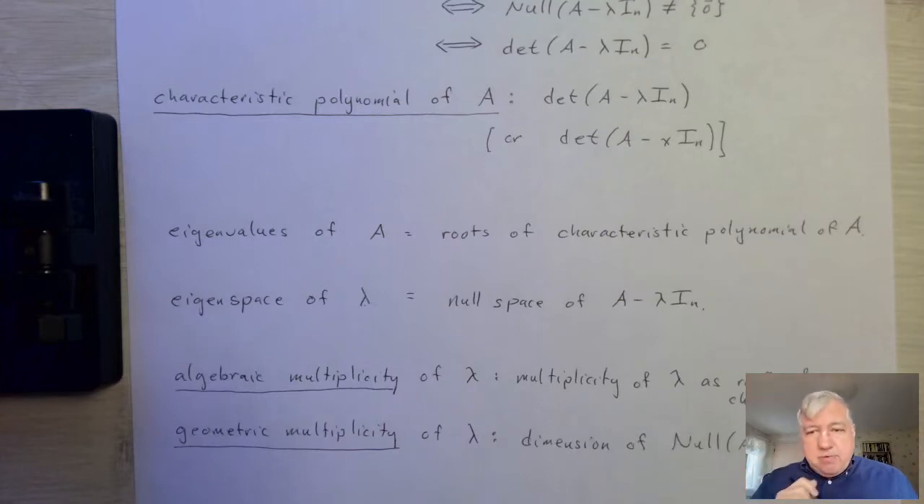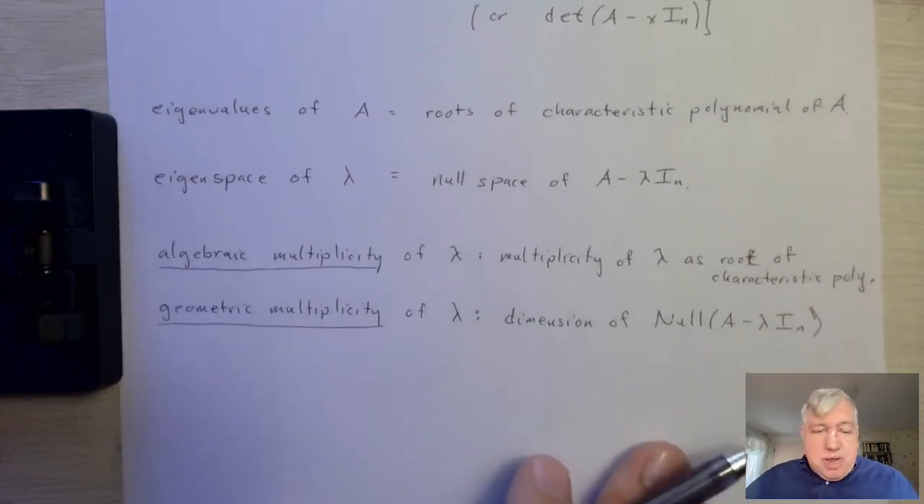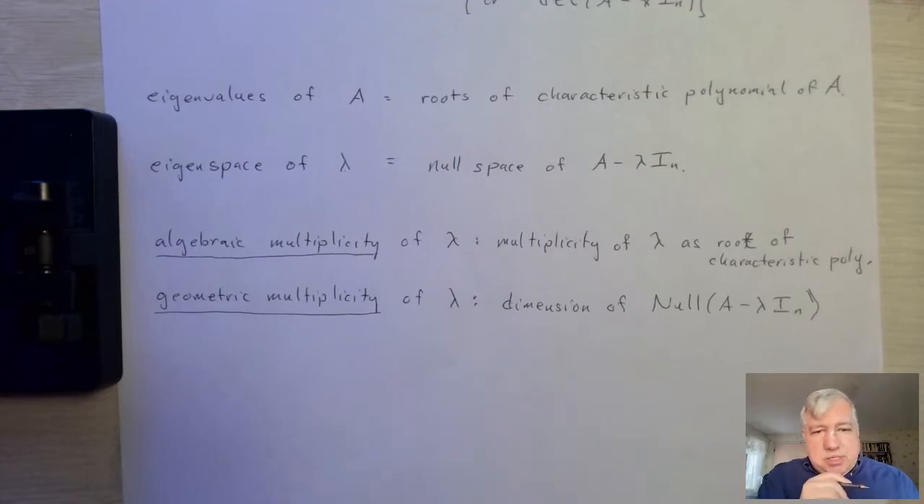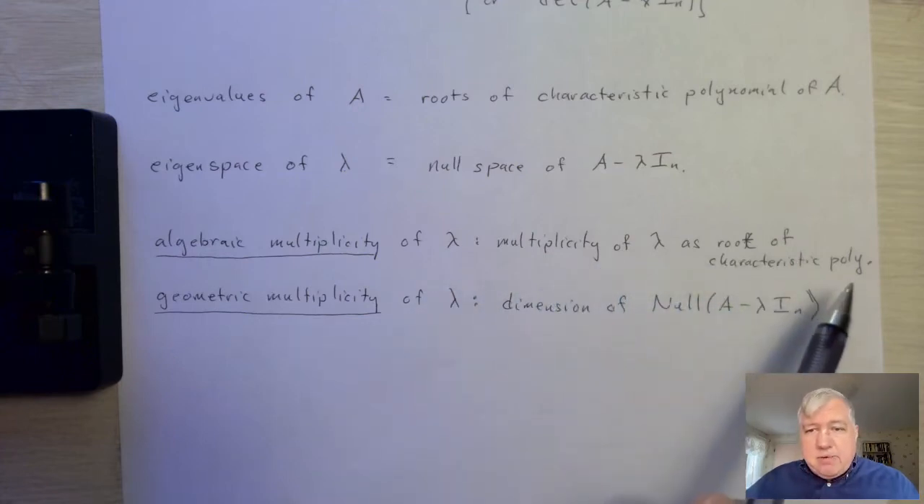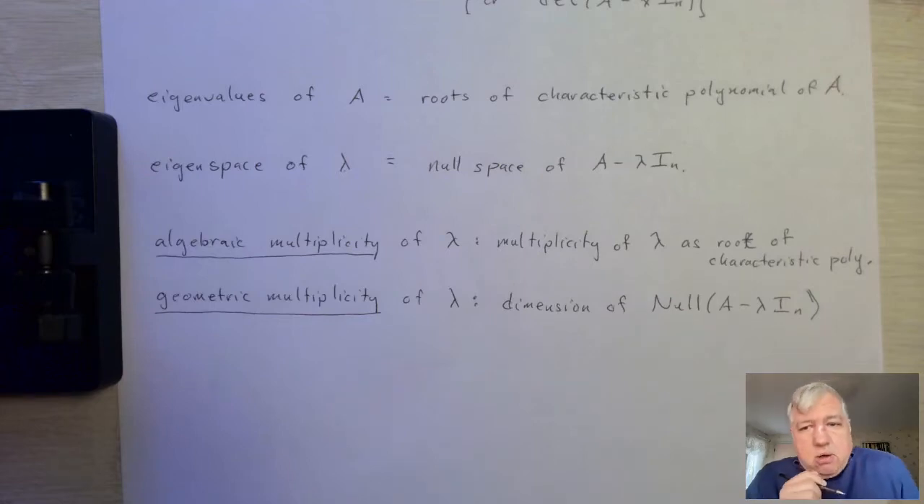A couple other things before we go into the examples. We have this idea of algebraic multiplicity and geometric multiplicity of eigenvalues, and we're going to just define what they are. The algebraic multiplicity of lambda is just the multiplicity of lambda as a root of the characteristic polynomial. Now, what do we mean? Remember, when we learned about multiplicities of roots, we're talking about how many times the factor x minus lambda appears in the factorization of the polynomial.